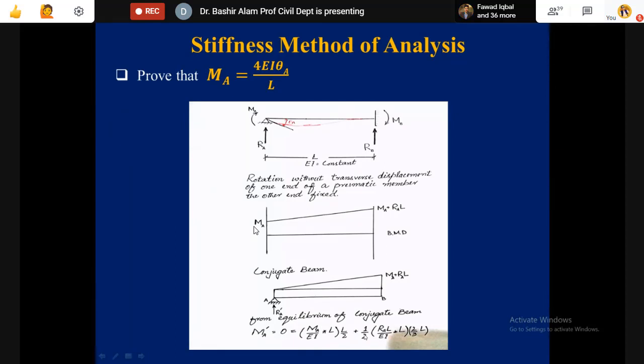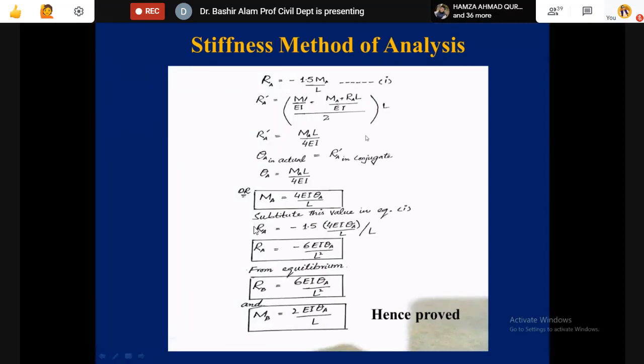Now, we can put RA and MA from this equation in terms of one another. So RA, when we solve that equation, becomes minus 1.5 MA divided by L. And this is our equation 1 now.